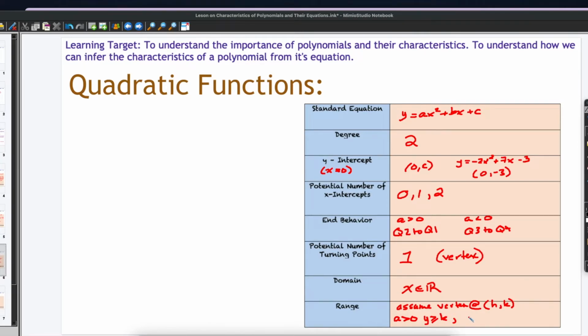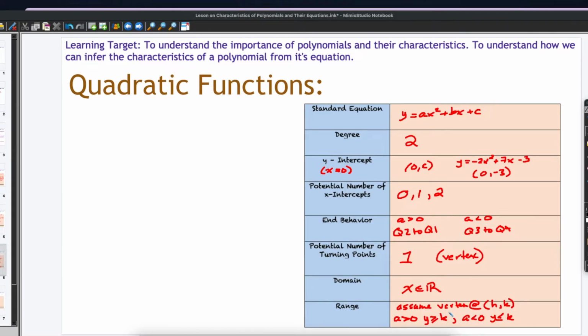Now, the difference is, if it was opening downwards, which means a was negative, this sign would just switch. It would be a maximum as a vertex, and we would have to say that y is less than or equal to k. And so those are the general things you should be able to pick up on.